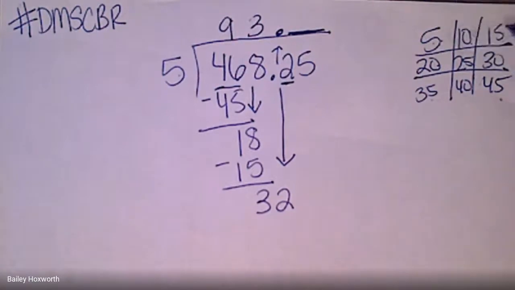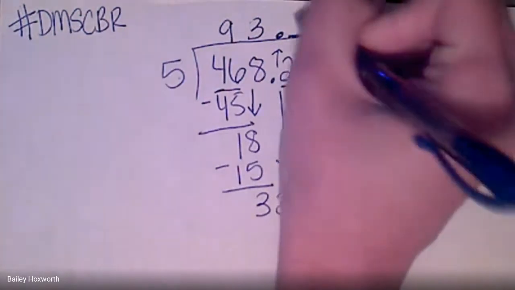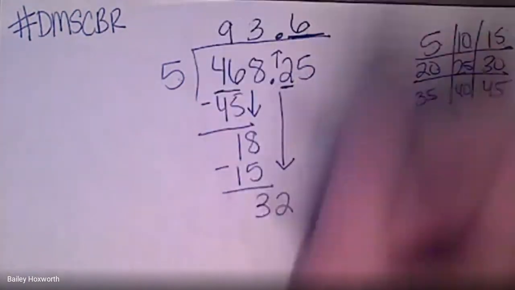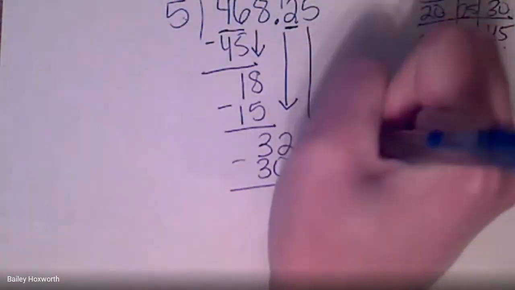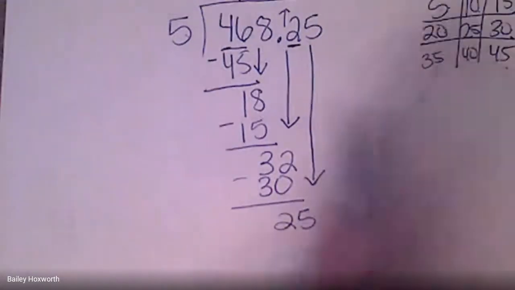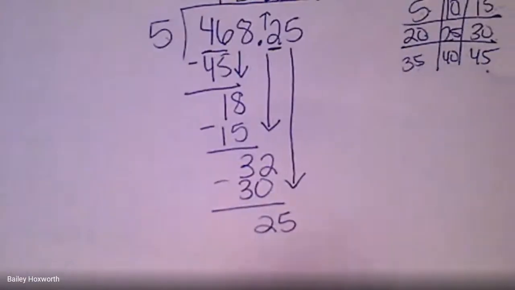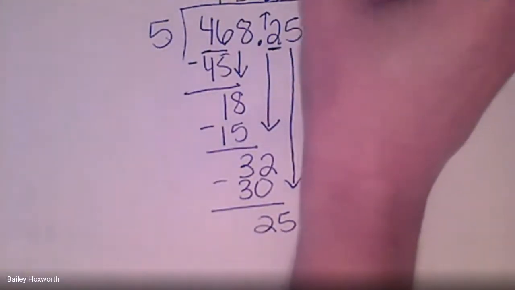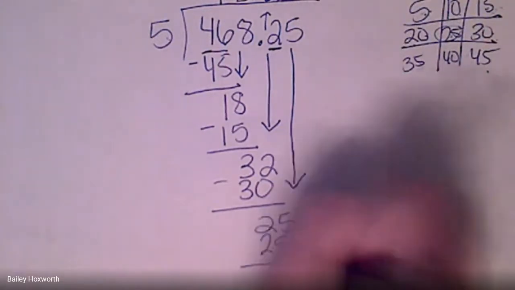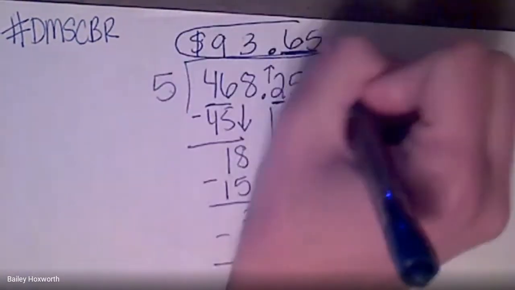I got 5, 10, 15, 20, 25, 30, 35. 35 is too big, so it can go in there 6 times. 6 times 5 is 30. When I subtract, I'm left with 2. Bring down my 5. How many times can 25 be divided by 5? 5, 10, 15, 20, 25. 5 times. And 5 times 5 is 25, and I have no remainder. So each teacher is going to pay $93.65.